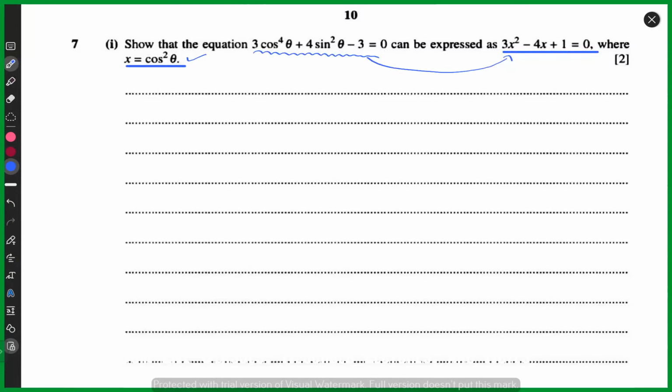I'll write both the helping identities for those who are not used to them for now. So the first one is sine square x plus cos square x is equal to 1, and tan theta is equal to sine theta by cos theta. These are your two helping identities, and only these are important for AS.